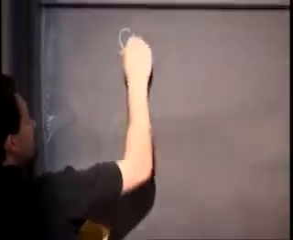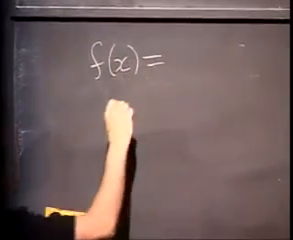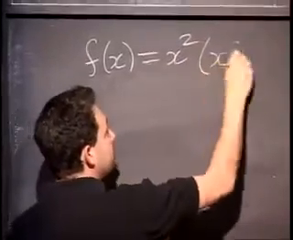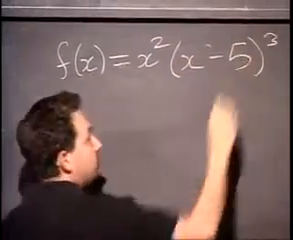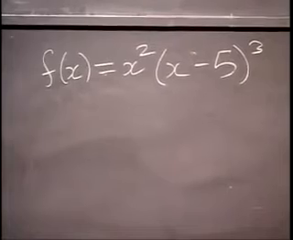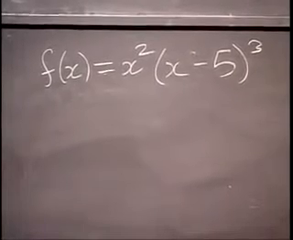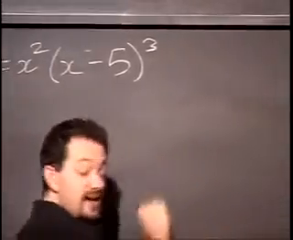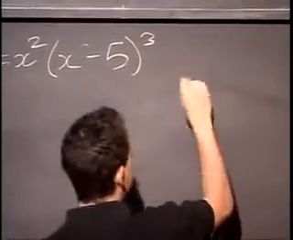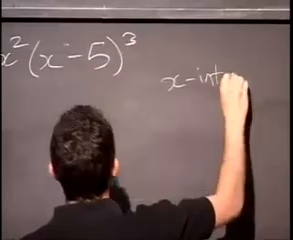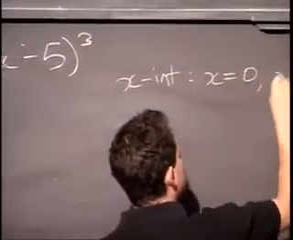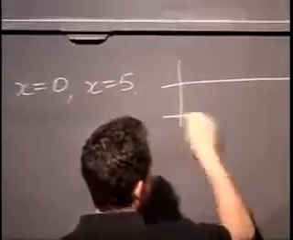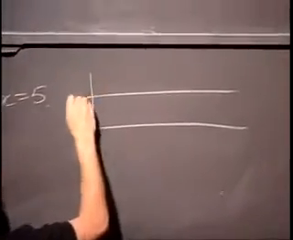Suppose that, before I do the derivative, let's just look at this. We've seen this example before, actually, when we did inverse functions. We've looked at this function x squared times x minus 5 cubed. Okay, so what do we get? Well, there's no asymptotes, and the x-intercepts are at x equals 0 and x equals 5. So if I draw up a table of signs, it looks like this.